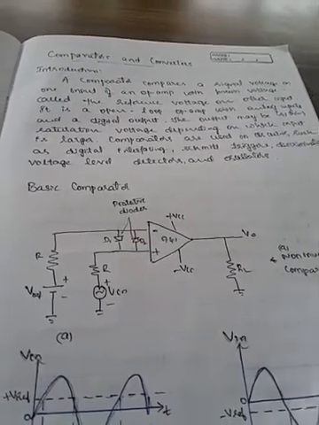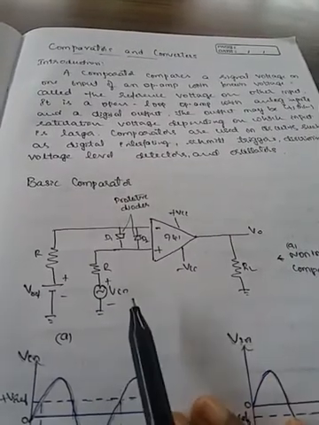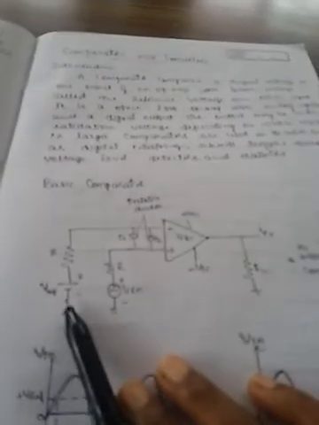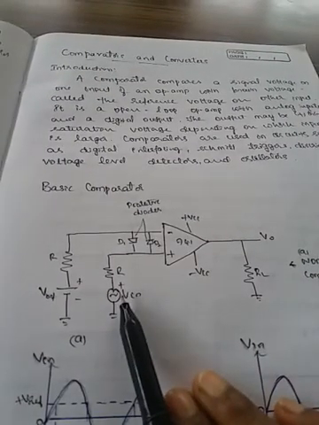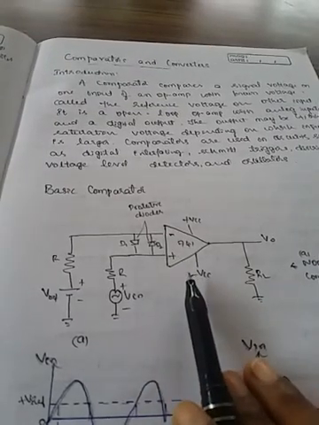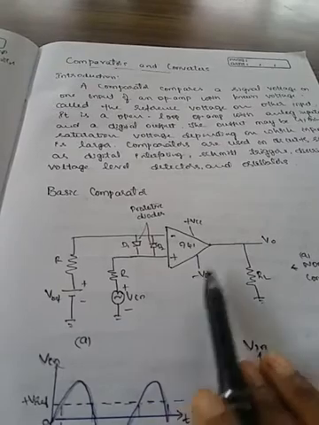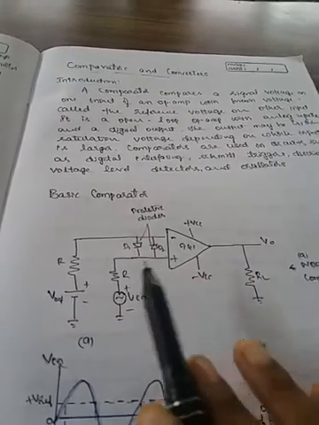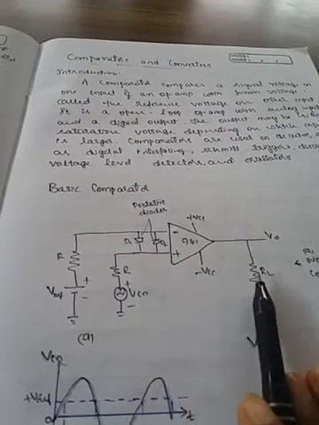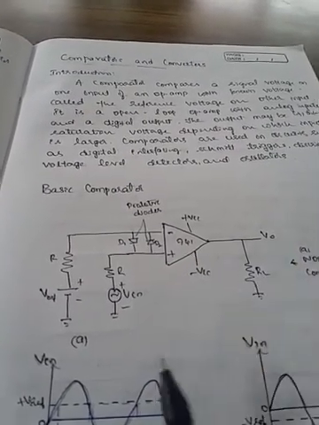So this is the basic block diagram of a comparator, that means a basic comparator. Here we are showing one reference signal, V reference, and another input signal, V in. It acts in open loop configuration. Open loop configuration means there is no feedback connected here, only inputs are connected to the two input terminals and a load resistance is connected at the output.